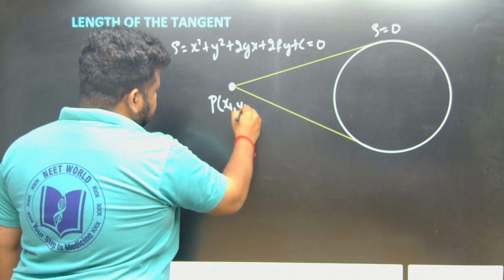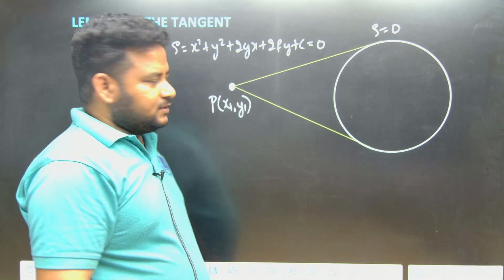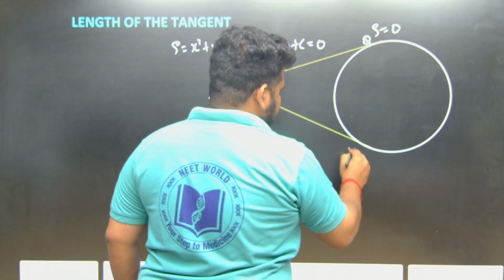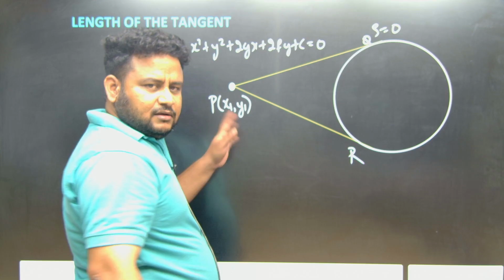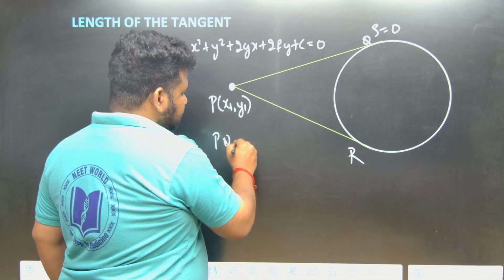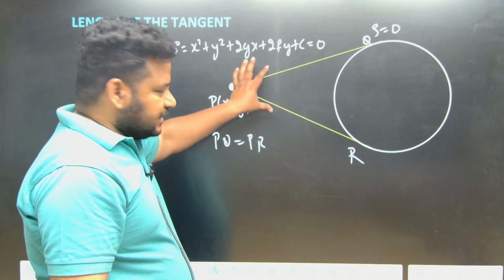Let (x1, y1) be a point outside the circle, and if you want to find the length of the tangent, let this be P, let this be Q, let this be R. From the knowledge you got in your 10th standard, you know that PQ will be equal to PR. The tangents drawn from an external point, both the tangents will be equal to each other.